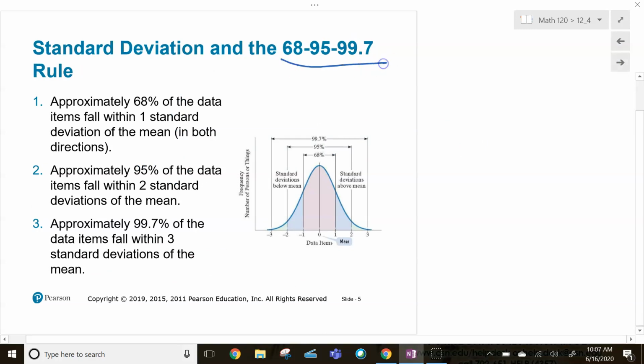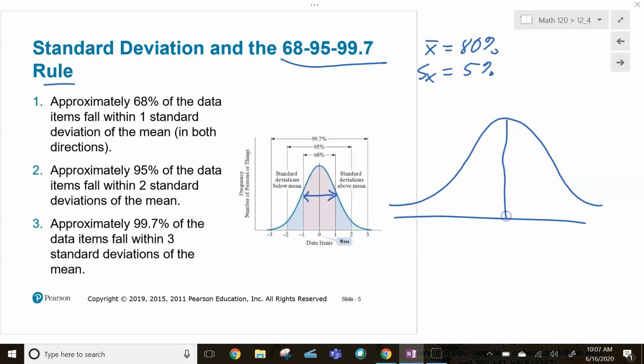Okay. Now, the 68, 95, 99.7 rule says for our set of data, 68% of the data is within one standard deviation above and one below. So for example, let's say we had a mean of 80% and our standard deviation was 5%. Okay, so here's our 80%, the mean, the median, the mode. One standard deviation above, so 80 plus 5 would be 85%. So if somebody scored one standard deviation above the mean, they'd score 85%. If somebody scored two standard deviations above the mean, so they'd go up another 5%, they'd get 90%. If somebody scored three standard deviations above the mean, they'd go up another 5, so 95%.